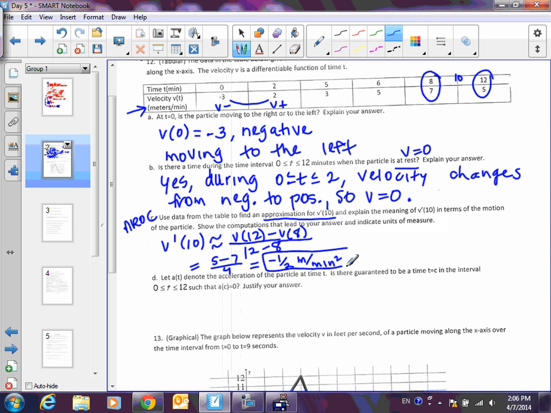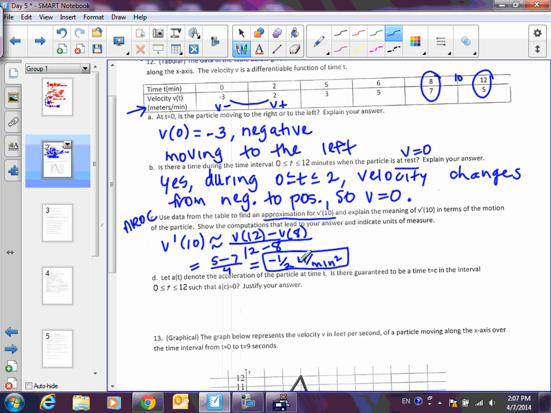Okay, now here's another way I know my units. This is a fraction. I'm dividing two things. The top part is velocity, meters per minute. The bottom is minutes. So you could have written meters per minute. That would have been acceptable. That's not wrong. Or meters per minute squared.